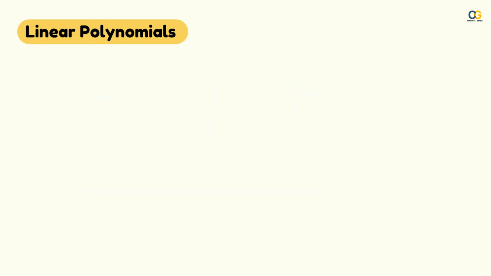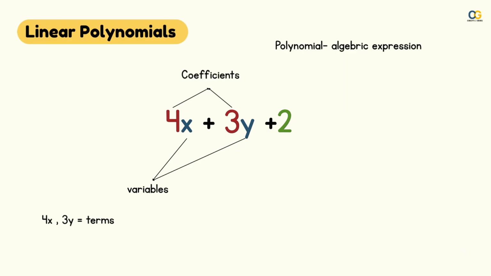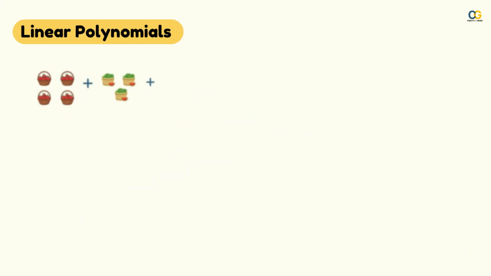This expression 4X plus 3Y plus 2 is called a polynomial or an algebraic expression, where 4x and 3y are called the terms of the polynomial and x and y are the variables of this polynomial which keep changing. 4 and 3 here are the coefficients of these variables and 2 in the end is a constant which never changes.